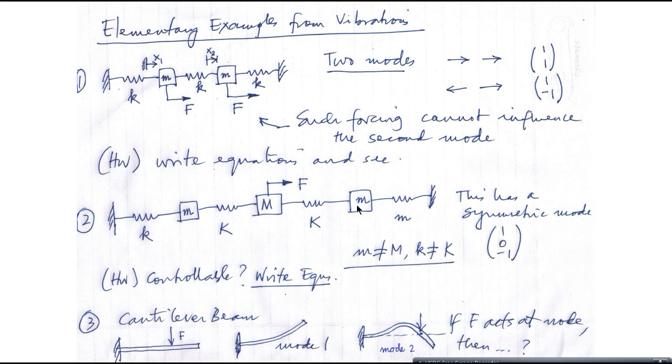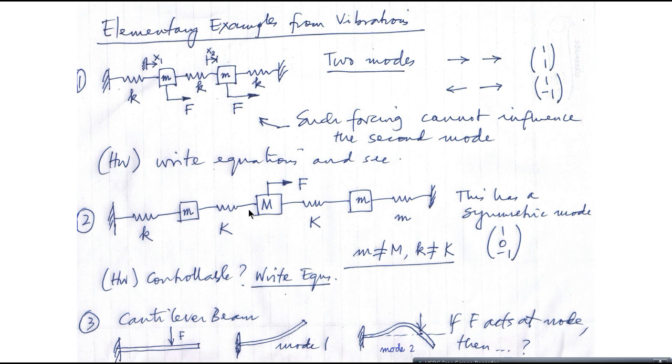One of these moves to the right, the other one moves to the left. Then this one reverses and that one reverses, this one still doesn't move. Now if your control input acts over here, then you will not influence this mode. And so if you write equations for this, you will see that this system is not controllable.